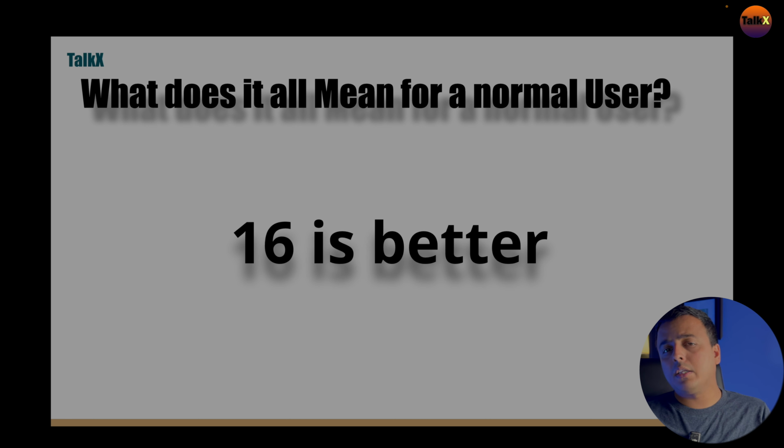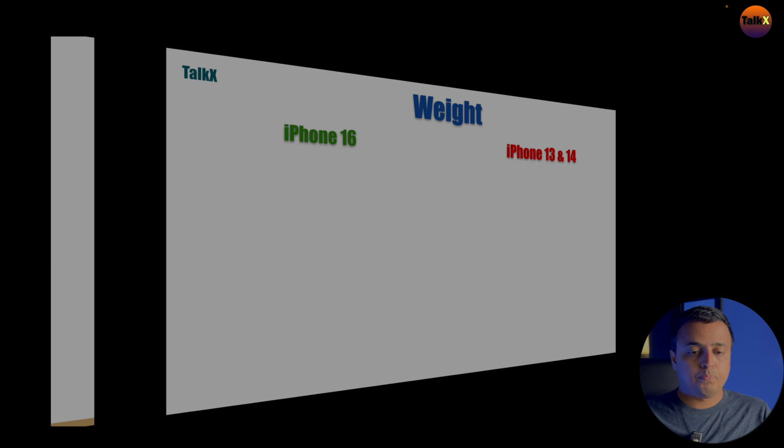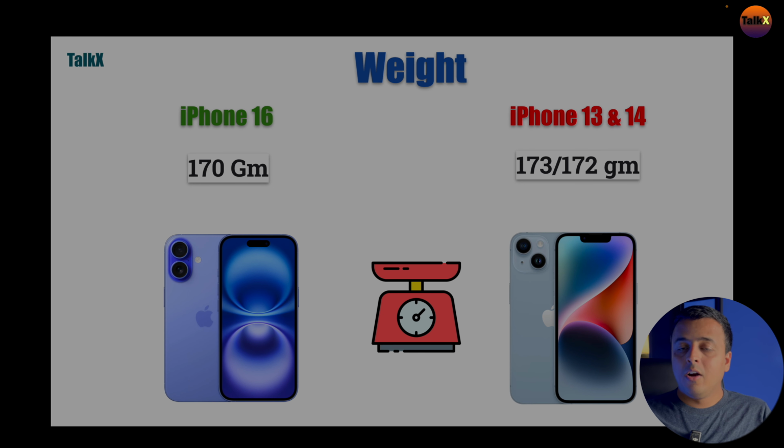So what does it all mean for a normal user? The 16 is better because it got a slightly bigger battery, and it supports slightly faster charging. Now let's talk about the weight. iPhone 13 and 14 are 173 and 172 grams each. iPhone 16 is 170 grams. Nobody's going to notice that difference in the weight.